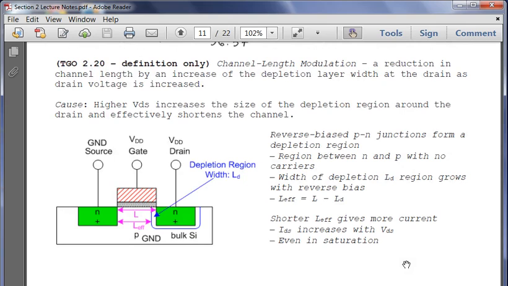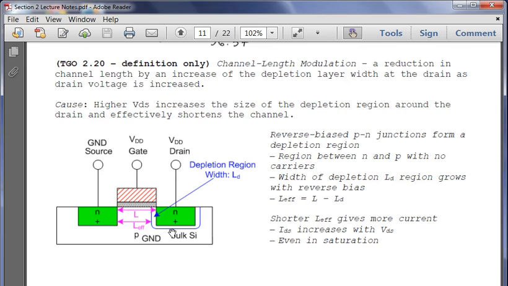Next, we're going to define channel length modulation. We formally define it as a reduction in the channel length by an increase of the depletion layer width at the drain as drain voltage is increased. So here we have our depletion region around the drain, and this is caused by higher drain source voltages, which also shortens the channel. Because remember here we have P and NMOS, right?